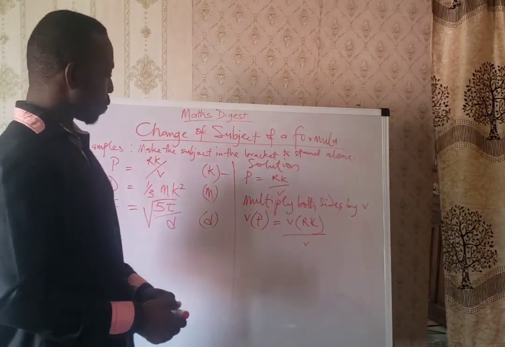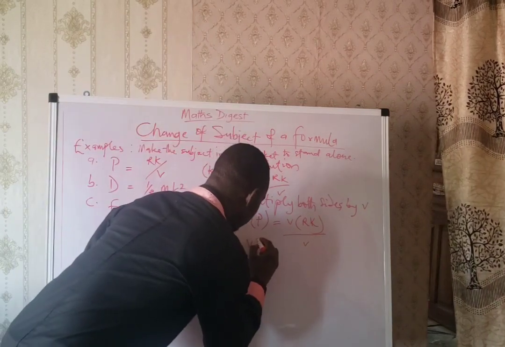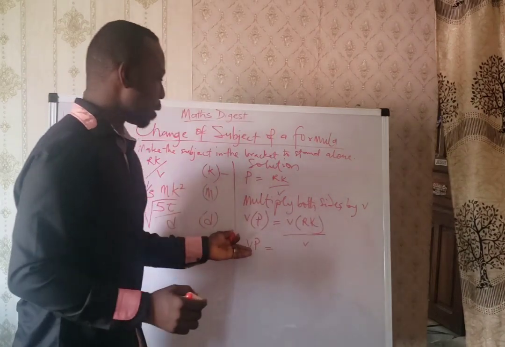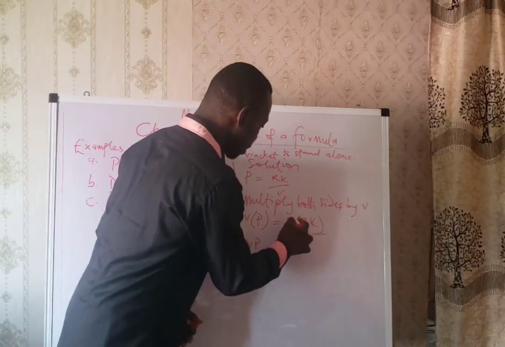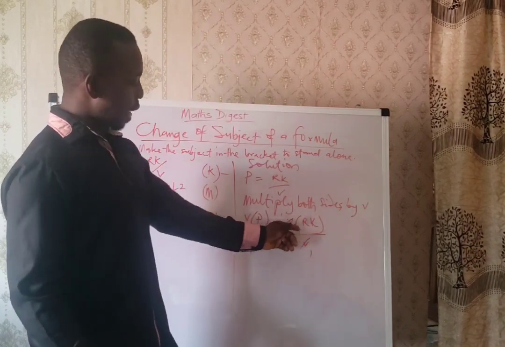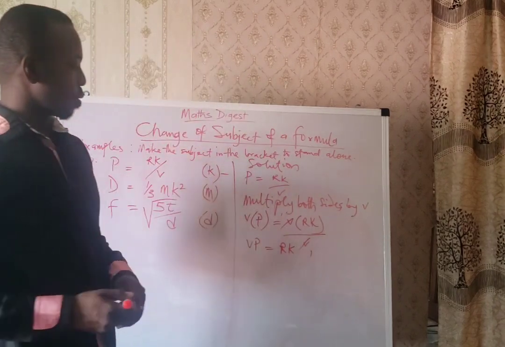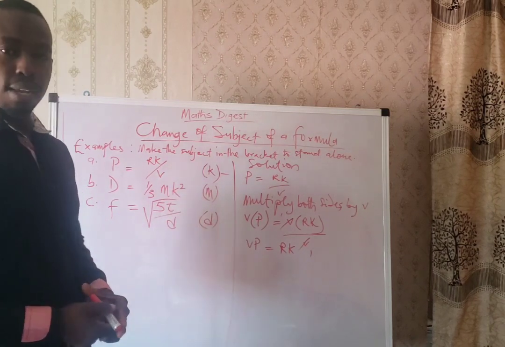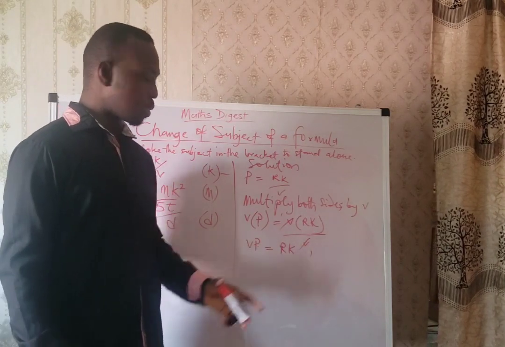From this now we have VP at the left hand side. Coming to the right hand side, V will cancel itself, 1, 1. We are left with RK. Okay, so this is where we are. Now, the next thing you are going to do is to make K stand alone.